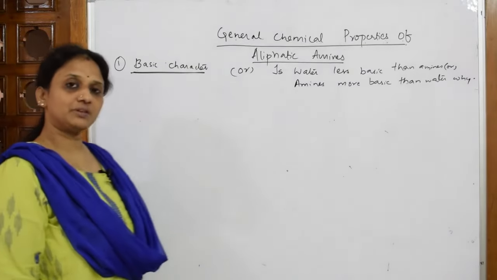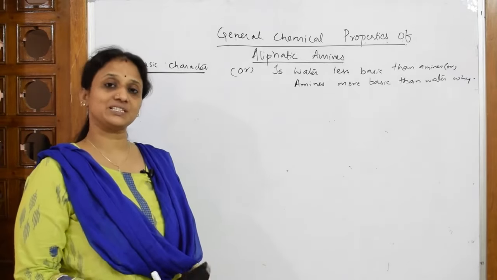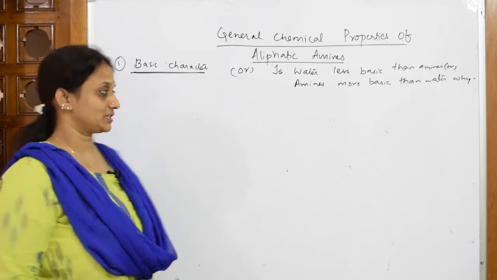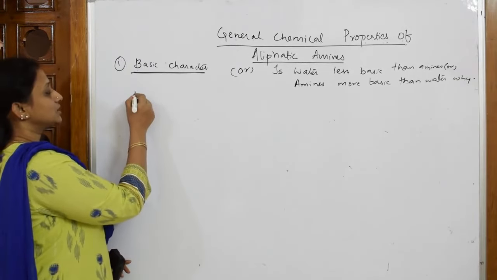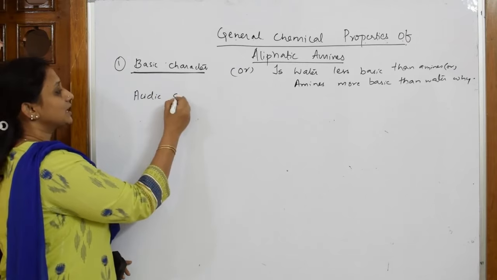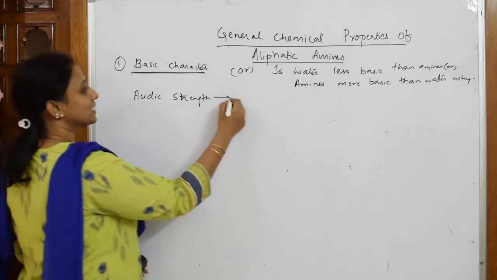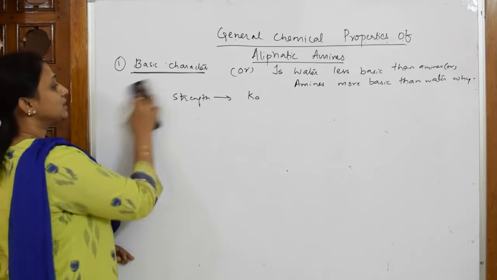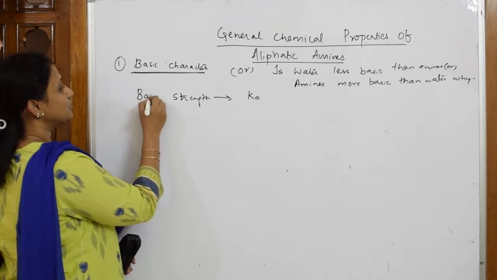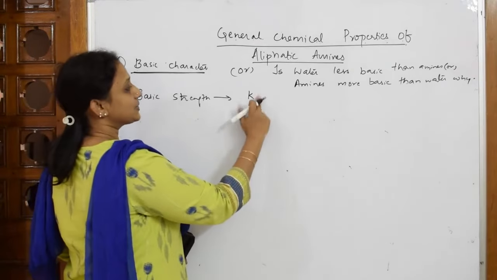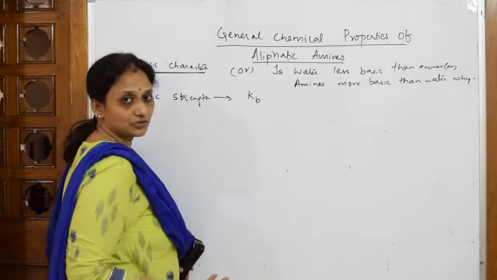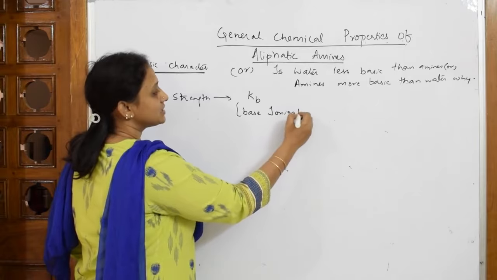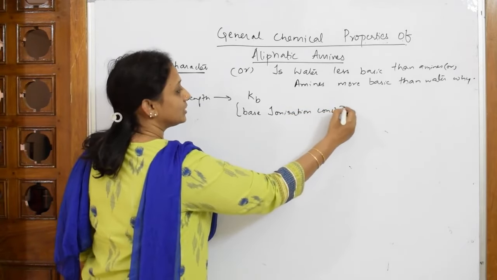Now, most important thing, whenever a basic nature or basic strength is explained or acidic strength is explained, we explain it in terms of two important things. Suppose I have to explain acidic strength of a particular acid, then I use a term Ka, acid ionization constant. Now, we are going to explain basic strength. Basic strength is explained by base ionization constant. So, let us write this. This is called base ionization constant.